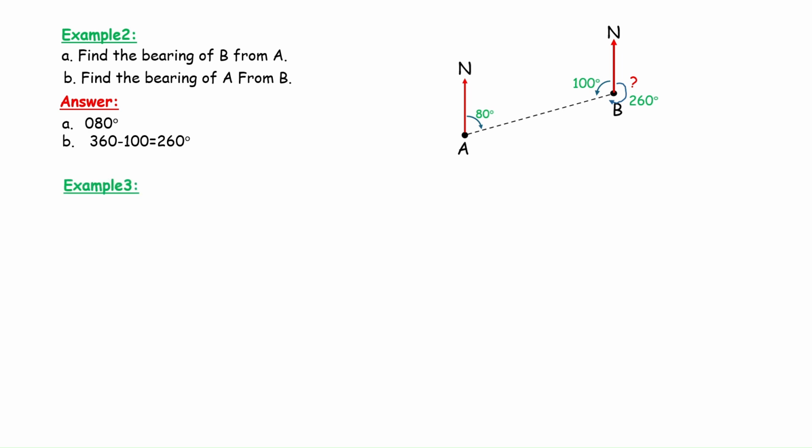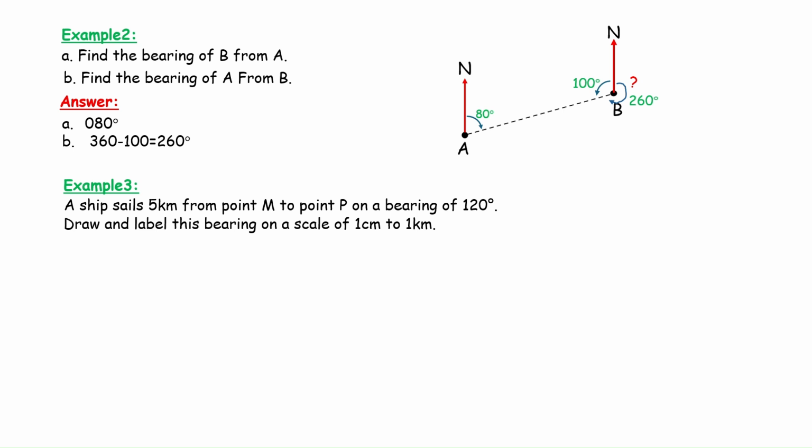Now, example 3. A ship sails 5 km from point M to point P on a bearing of 120 degrees. Draw and label this bearing on a scale of 1 centimeter to 1 kilometer. Simply, we start by finding the scale of the drawing. Each 1 kilometer is 1 centimeter. So, 5 kilometers would give 5 centimeters.